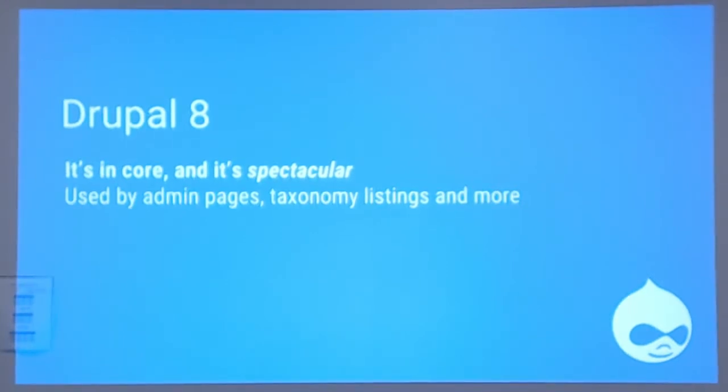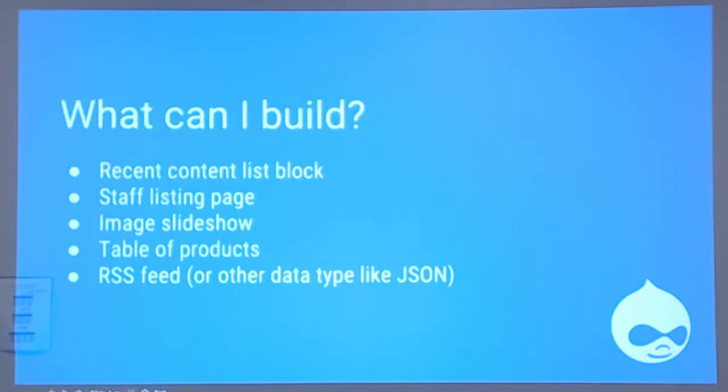Administration pages use views, and the taxonomy term pages use views. What's nice about that is you can actually go in and modify those to work however you want. You don't have to override anything necessarily. You can just go in and modify them as you like. Some of the things that you can build with views are recent content list blocks, staff listing pages, image slideshows, tables of products, RSS feeds, or other data types like JSON. And of course, this is also extensible from different modules from Contrib.